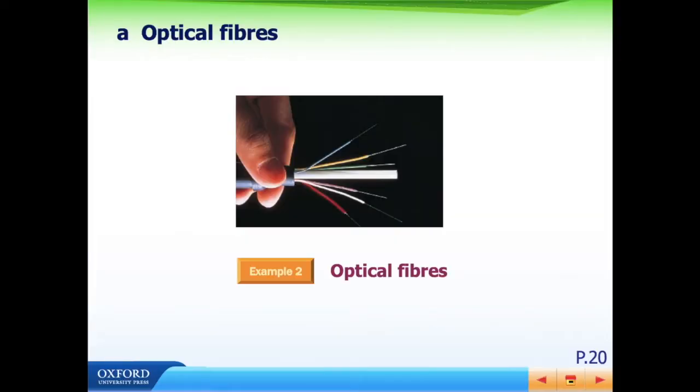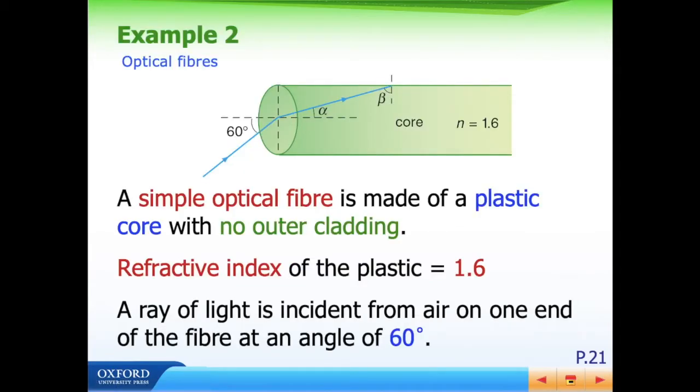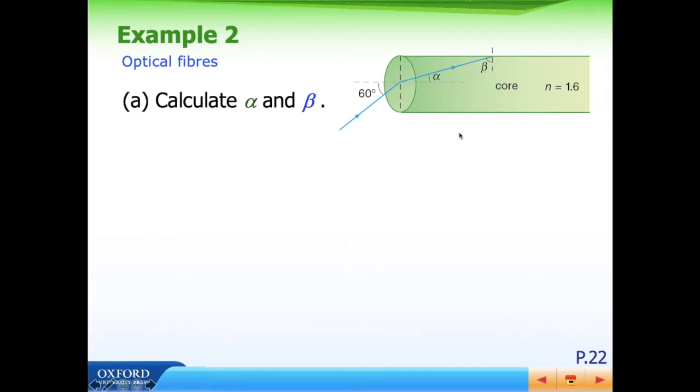Let us extend our understanding of optical fibers through this example. A simple optical fiber is made of a plastic core with no outer cladding. The refractive index of the plastic is 1.6. A ray of light is incident from air on one end of the fiber at an angle of 60 degrees. So you can see from this diagram, this is our optical fiber, and you have the angle of incidence, which is 60 degrees. You have this alpha, you have this beta. And the refractive index is equal to 1.6. Question A: calculate the alpha and the beta.